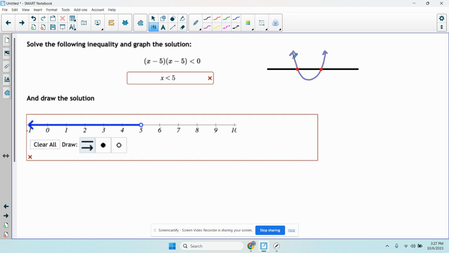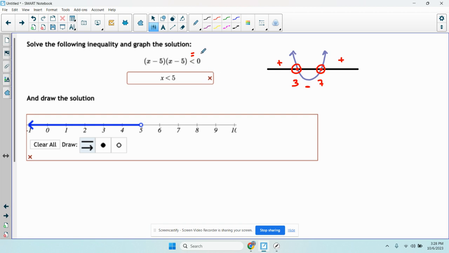What I'm going to do first is figure out where it crosses the x-axis. I'm going to find these x values by setting this thing equal to zero. Once I find those values, I'm going to test points between them. Let's say these points end up being 3 and 7. I'll test a point less than 3 into my function, and since it's above the x-axis, I should get a positive value out. I'll test a point between 3 and 7, and since it's below the x-axis here, I should get a negative value out. And then I'll test a value above 7, and I should get a positive value out.